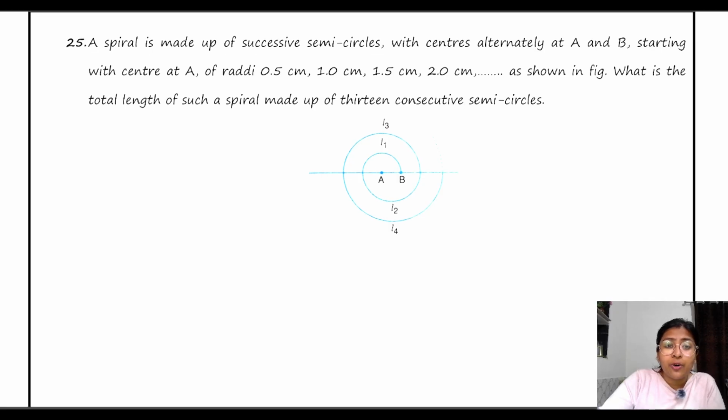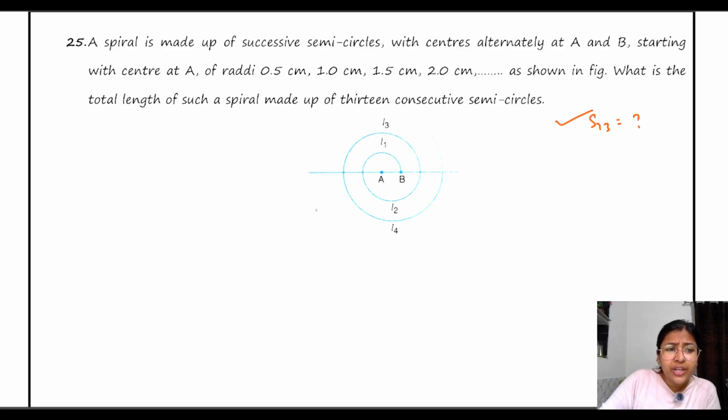A spiral is made up of successive semicircles with centers A and B, the center for the first semicircle being A, starting from the center A, with radii 0.5, 1, 1.5, 2.0. What is the total length of such a spiral made up of 13 consecutive semicircles? We need to find S13.